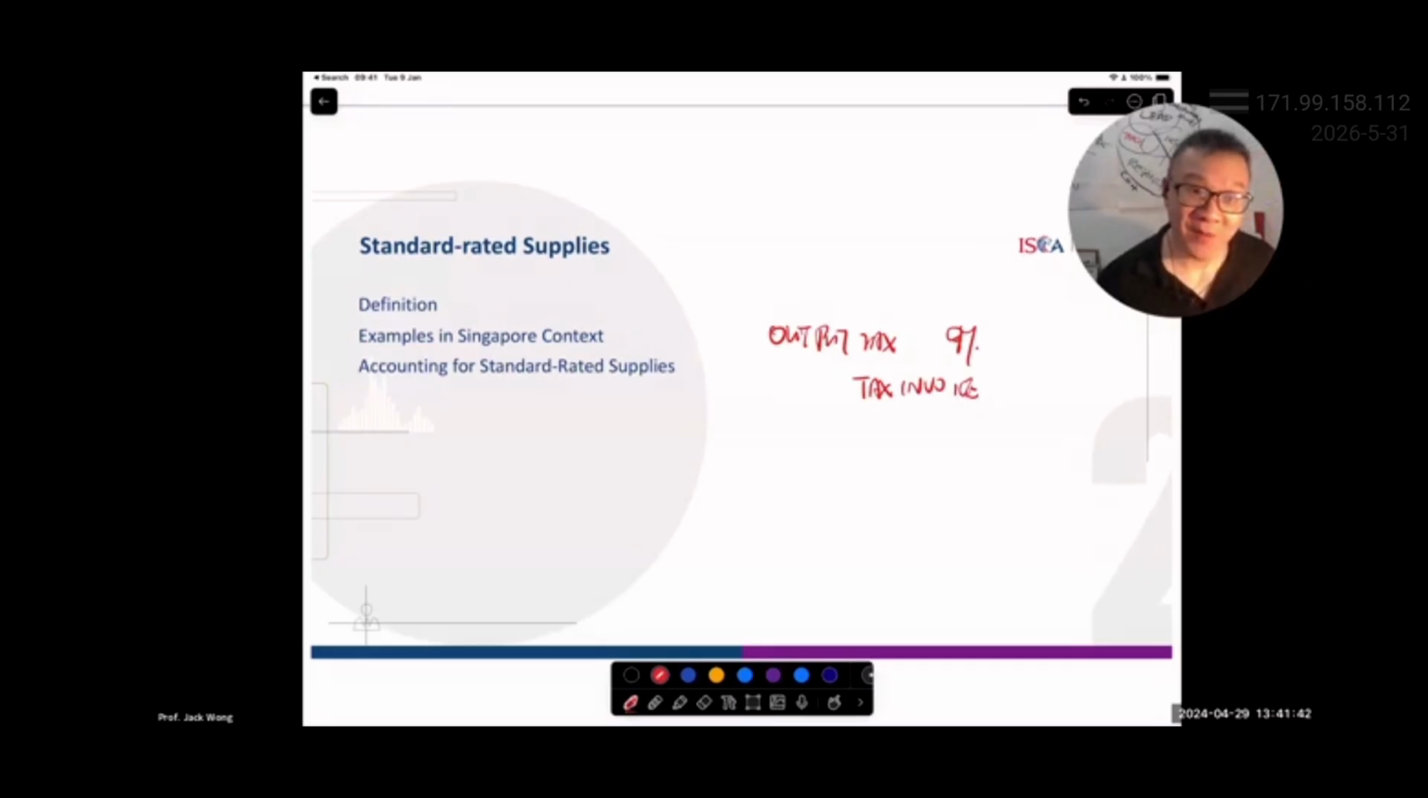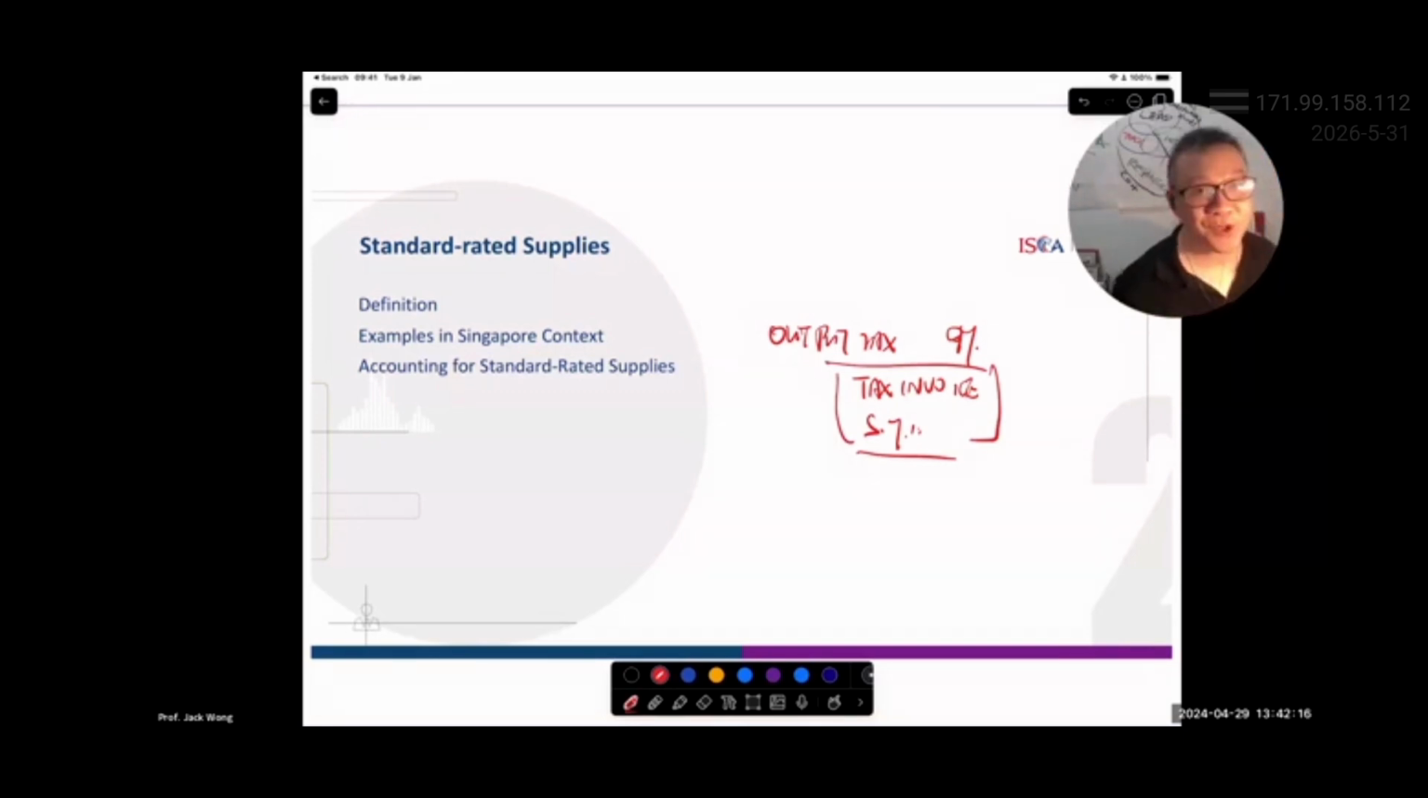So the tax invoice requirement is not the focus of this presentation, but just take note that as a GST registered person, you're obliged to issue a tax invoice, unless you fall within the admin concessions given by IRAS. Whether it's a tax invoice or a simplified tax invoice, you need to show the GST charge properly. Again, I'm not talking about this in this presentation. There might be another video that talks about the tax invoice requirement.